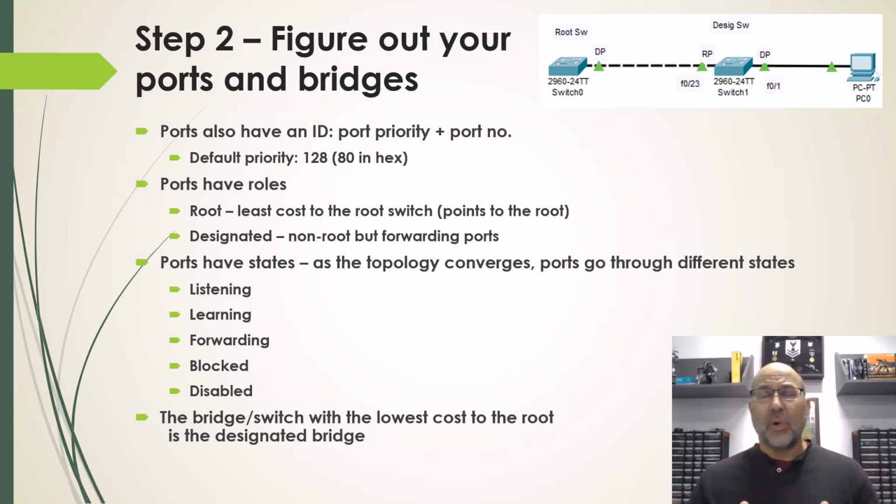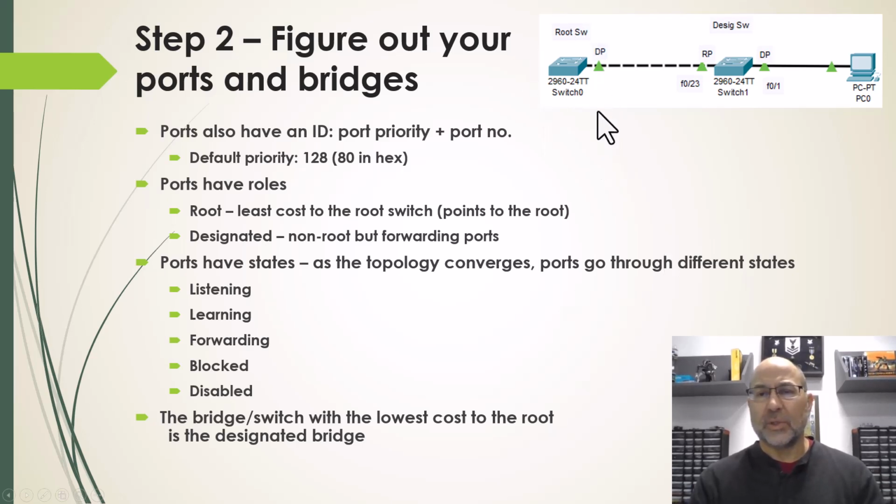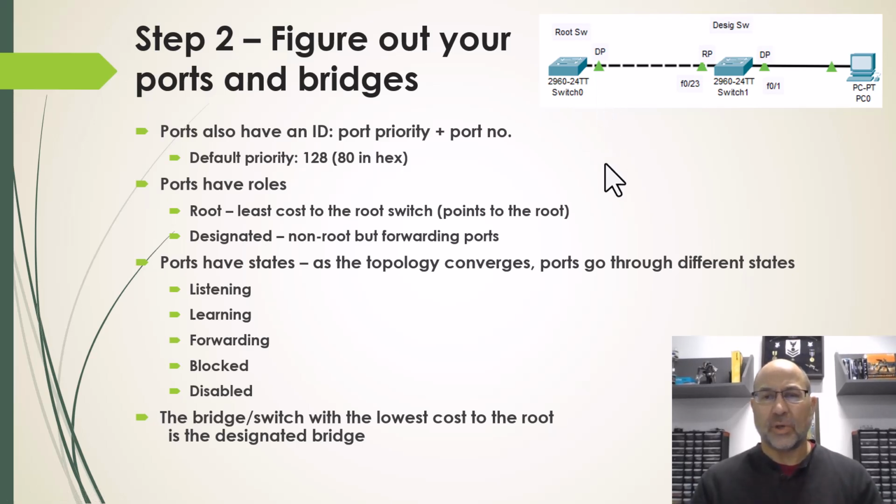Remember that the bridge with the lowest bridge ID becomes the root, and the bridge or switch with the lowest path cost to the root is called a designated bridge. So in our topology above me here, we figured out what the root is. Well, now we know what the designated ports are. The designated ports are traffic flowing into the switch on the way to the root. All ports on the root bridge or switch will be designated. We have these root ports right here, marked RP. That is the port that has the lowest cost to the root or points the way to the root. And then we've got another designated port.